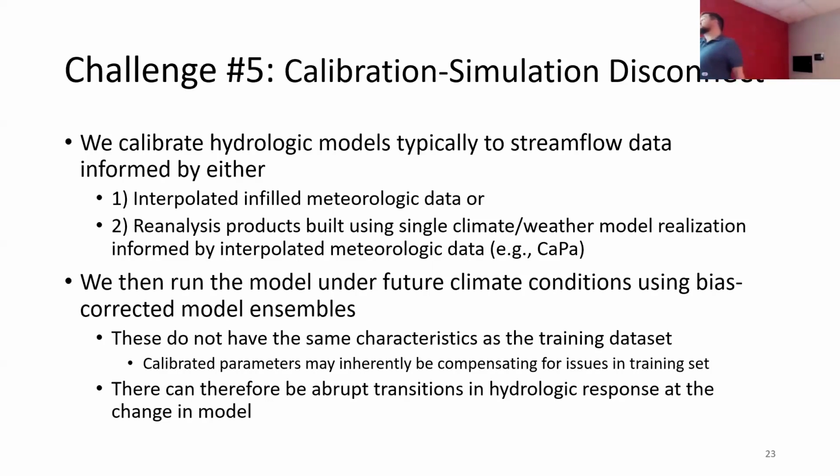We then run under future climate conditions using bias corrected model ensembles that don't have the same characteristics as the training data. So when we calibrate the models, we're compensating for issues potentially that are present in the training climate model that are not going to be present in the other climate models, which are going to have different issues. And that compensation is going to manifest as more uncertainty in our outputs. So another issue.